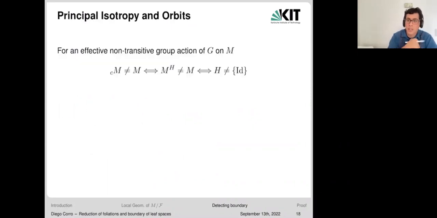And with this core, and the following equivalences, we can basically give a translation of Wilking's statement. I'm not going to prove it, but one can see that for an effective non-transitive group action of G on M, the core is non-trivial, meaning it's a proper subset, if and only if the set of fixed points under the fixed isotropy group is different from M. And this happens if and only if the principal isotropy is different from the identity component.